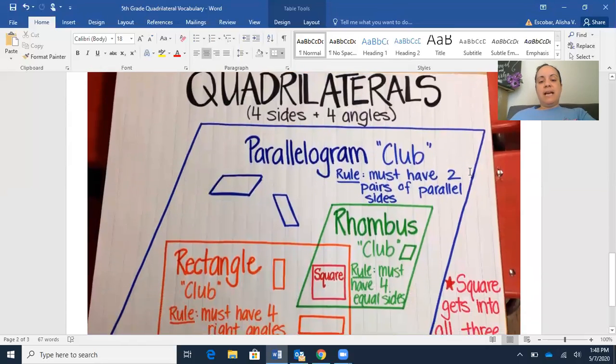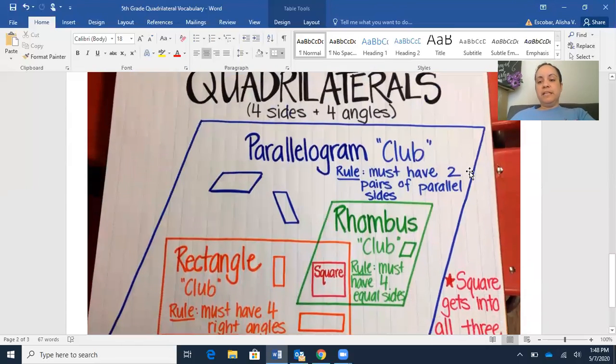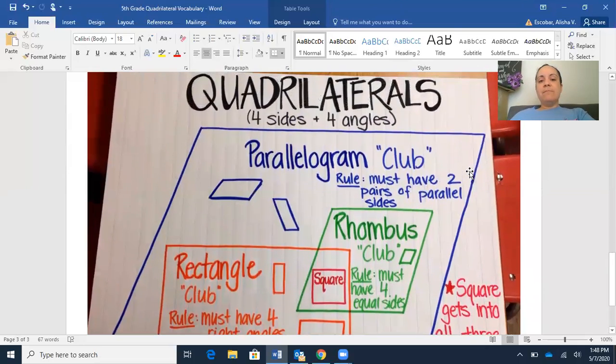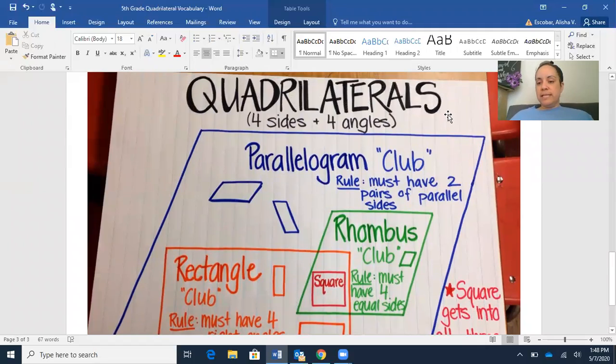This last thing I want to show you before you go to fill in your chart is this poster. Now remember, a quadrilateral, say that word with me again, quadrilateral, has 4 sides and 4 angles. Now, they don't have to always be right angles, but they do have to be angles. An angle can even be something really skinny. It can be fat or skinny or a right angle, okay? So 4 sides and 4 angles. That's why it's called quadrilaterals.